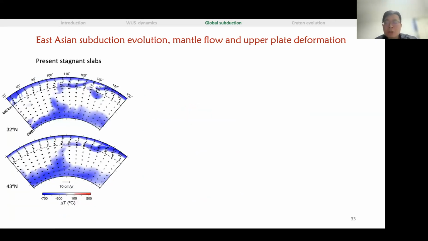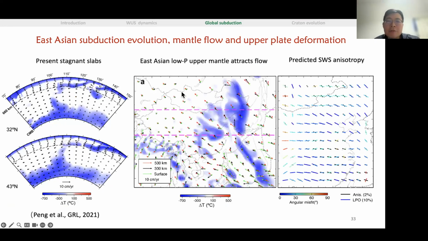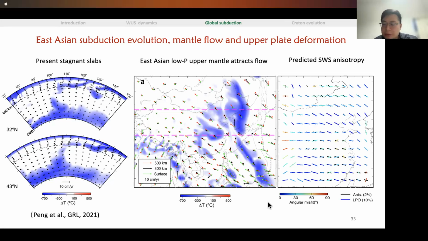The stagnant slab is also another matter of debate. What we found here is that the stagnant slab is predominantly driven by the low pressure in the East Asia, like here, that generated very strong landward flow, and that flow actually diverted the slab to the inland part that formed the stagnant slab. And the rightmost panel shows the mismatch between the predicted and observed SKS splitting, and the color of the Eastern Asia is pretty blue, right? So in other words, the prediction is fairly good.